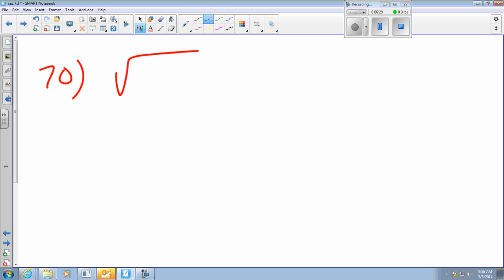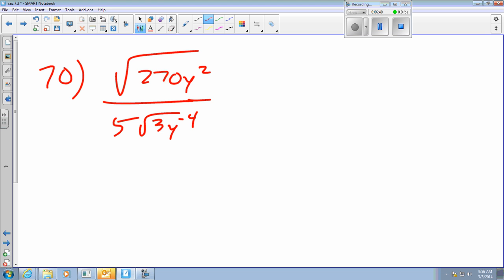We have the square root of 270y squared over 5 square roots of 3y to the negative 4th. Here we have a negative exponent. Again, since this is a square root, and this is a square root, we're going to rewrite it. Notice the numbers outside I make into a fraction. You can't just put the 5 on top because it is on the bottom. And then I'm going to write the whole thing under one square root so I can simplify what I can.